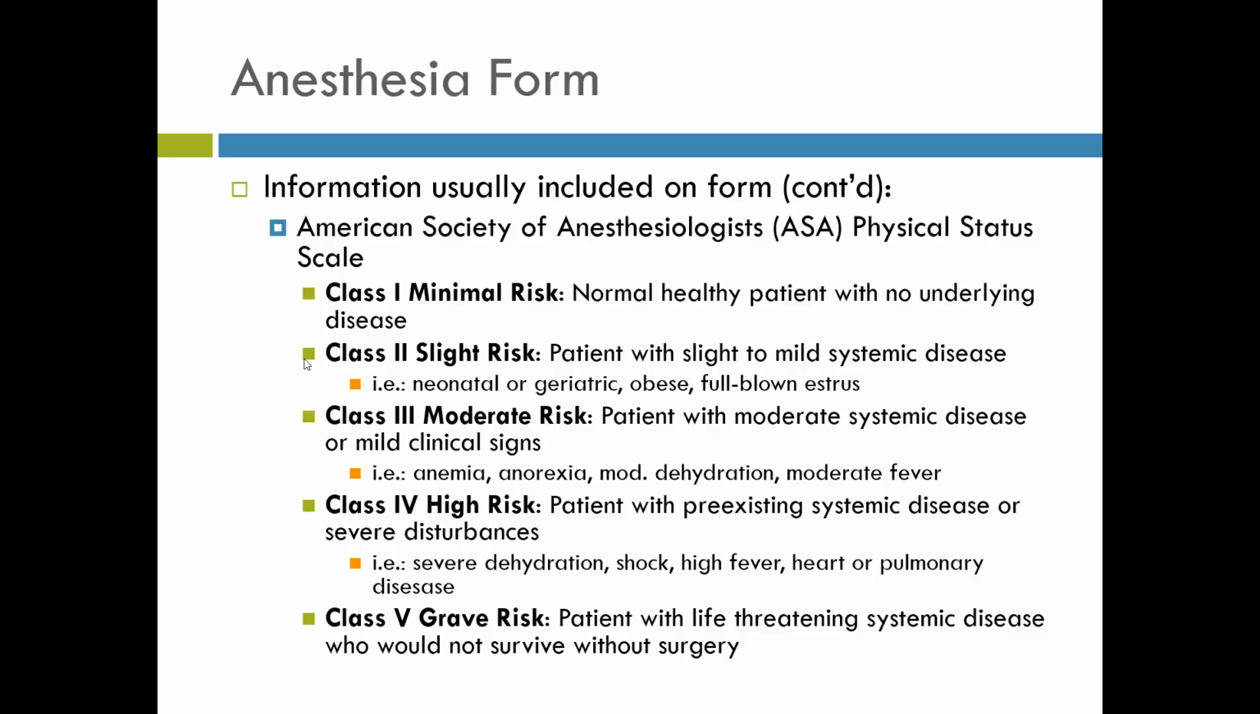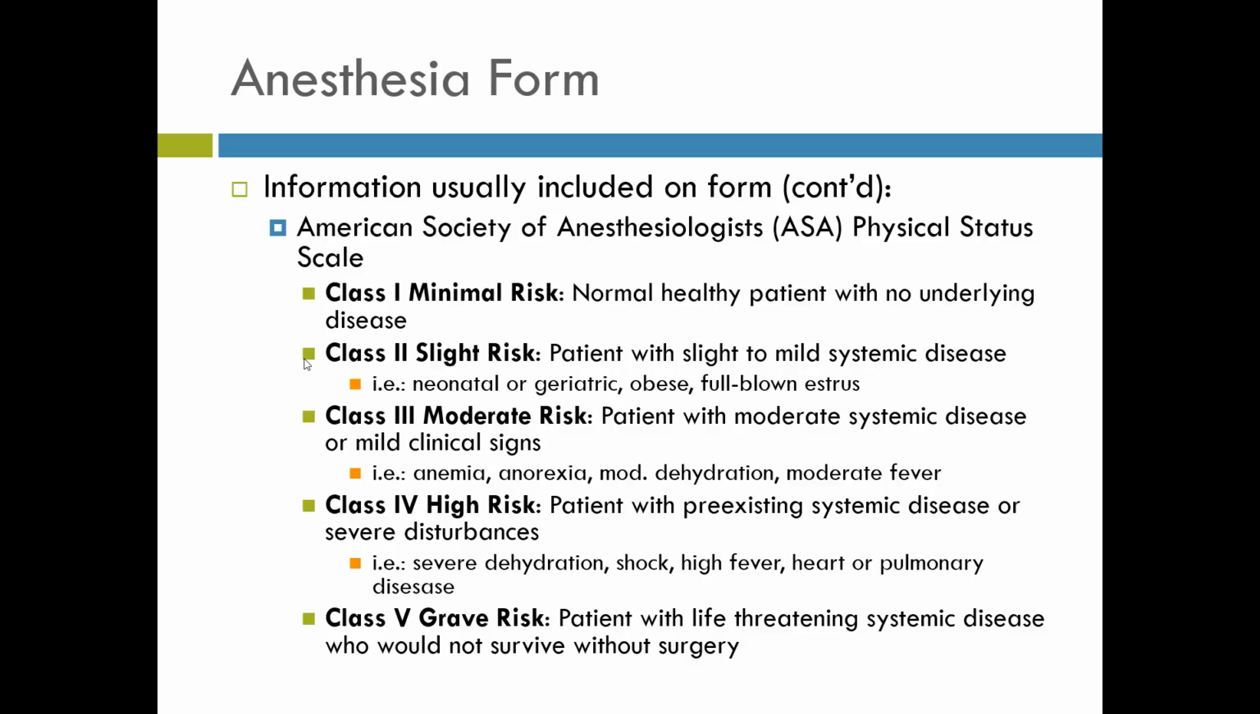The American Society of Anesthesiologists, or the ASA, has a scoring guide that we use to categorize our patients in regards to how much of a risk they are in. They do the same thing with people: if they have underlying health conditions, they're at higher risk for complications during surgery, just as an example. And so we do the same thing for animals as well. Class 1 is minimal risk, so a normal, healthy patient with no underlying diseases, so they're going to be just fine.